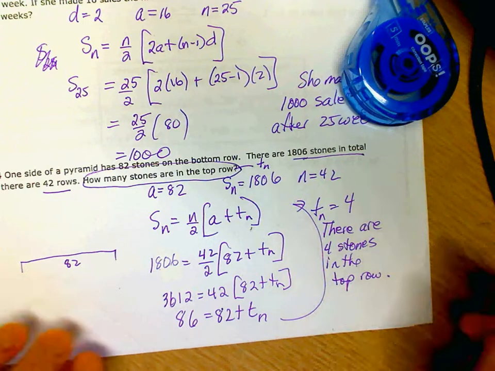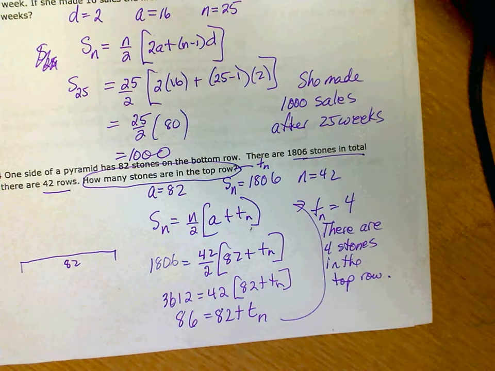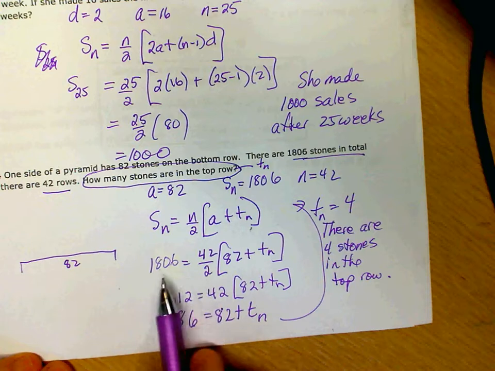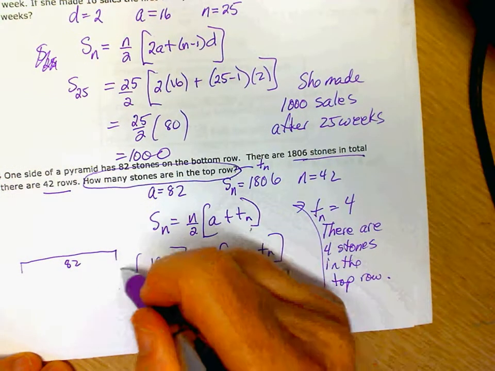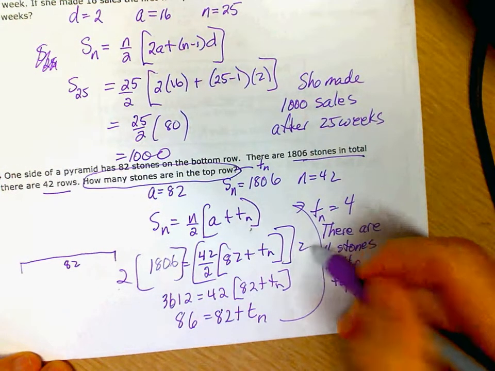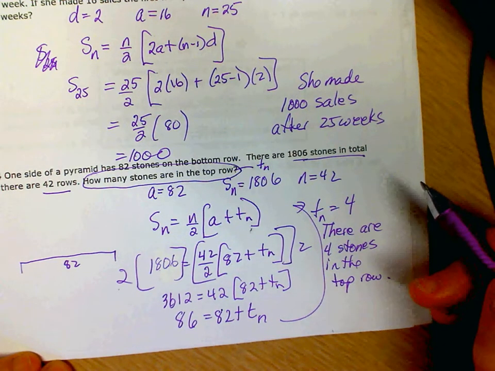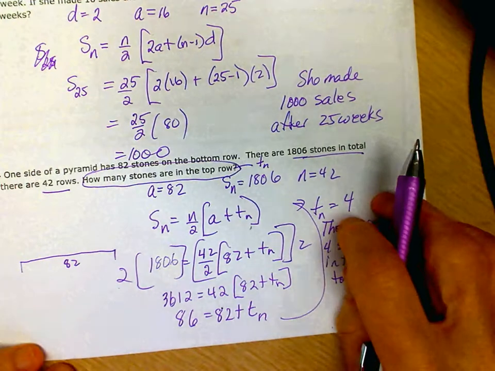Good? Yes. Oh, because I'm just solving, so I multiplied both sides by 2 to get rid of the denominator. Multiply it by 2 over 42. Yeah. Any other questions?